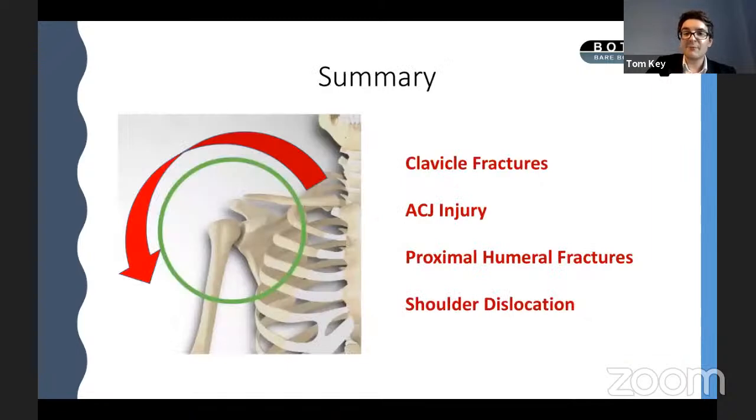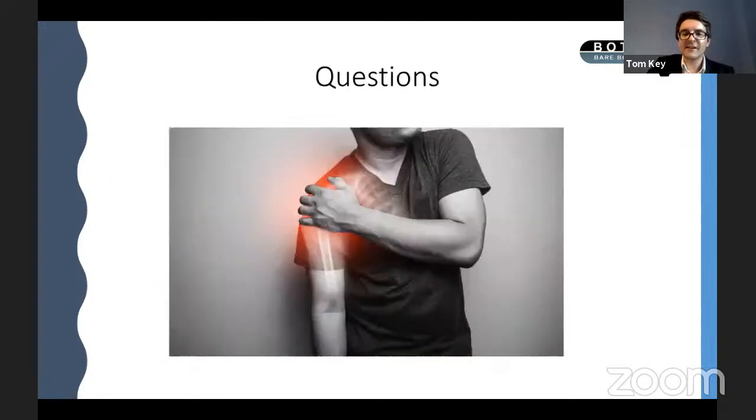So in summary, we've discussed this evening the common traumatic injuries to the shoulder girdle, including the mechanisms of injury, the anatomical considerations, patient assessment and management options. I hope for all of you watching that this will be useful as you embark upon your orthopaedic journey, dealing with these common shoulder injuries that you'll encounter both on call and also in the fracture clinic setting.